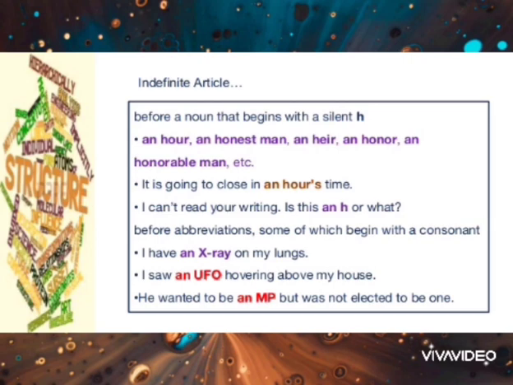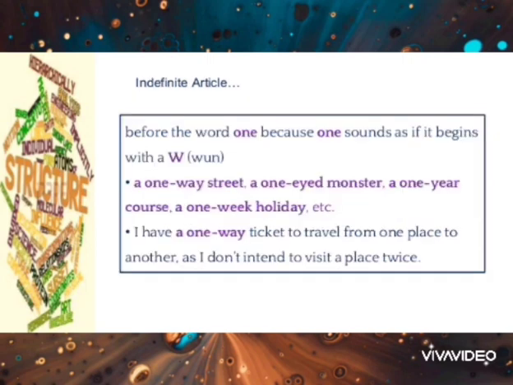Now another thing: before abbreviations, some of which begin with a consonant. For example, I have an X-ray on my lungs. I saw an UFO hovering above my house. He wanted to be an MP but was not elected to be one. Before abbreviations, some of which begin with a consonant, but because of the vowel sound, you have to use an.